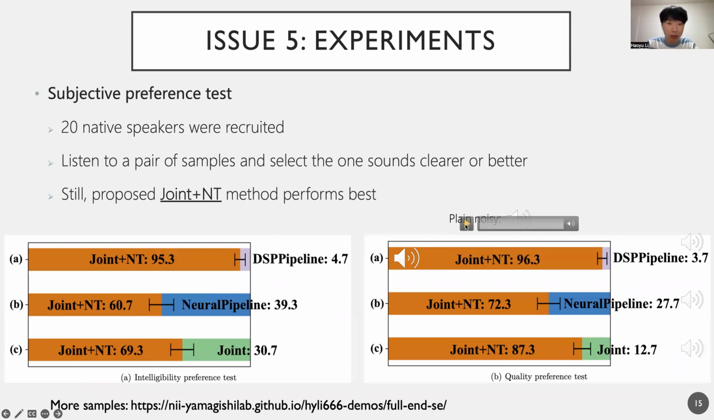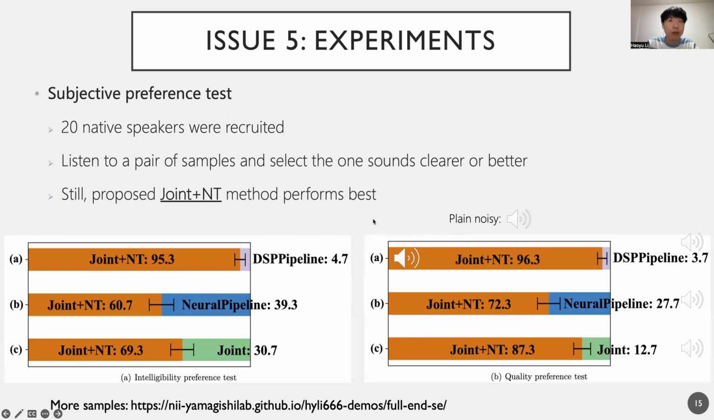The plain noisy speech: The corner store was robbed last night. Processed by the DSP pipeline system: The corner store was robbed last night. Processed by the neural pipeline system: The corner store was robbed last night. Processed by the joint system: The corner store was robbed last night. Processed by the joint plus NT noise token model system: The corner store was robbed last night.